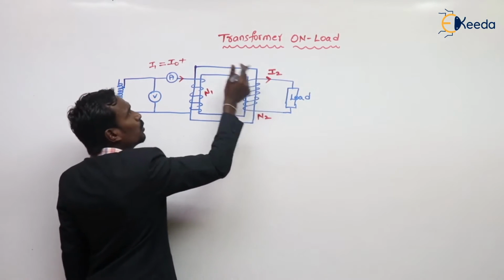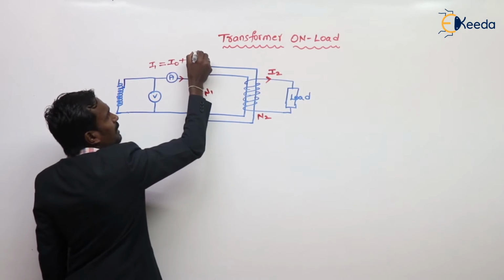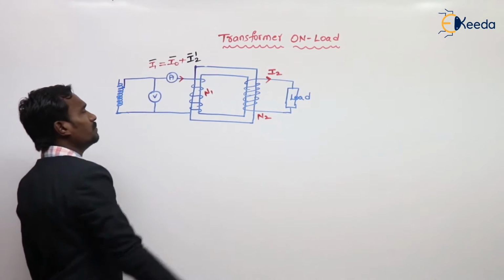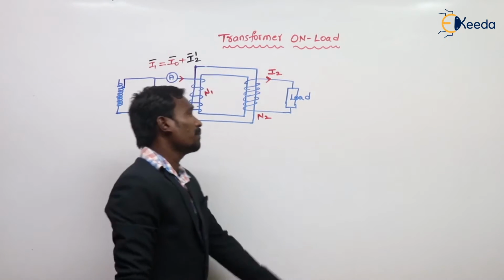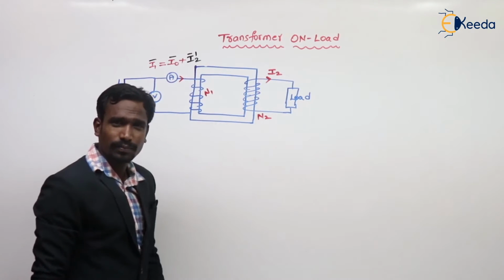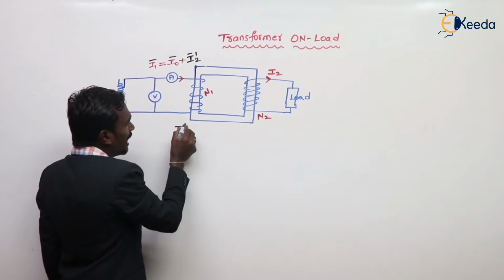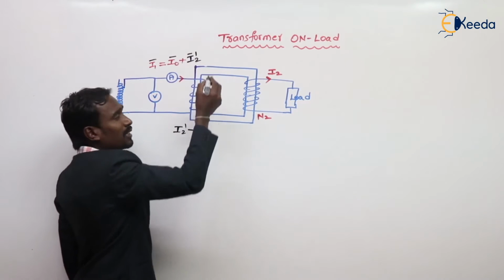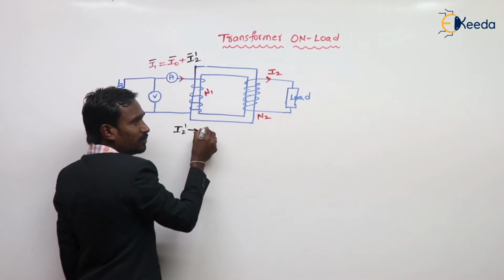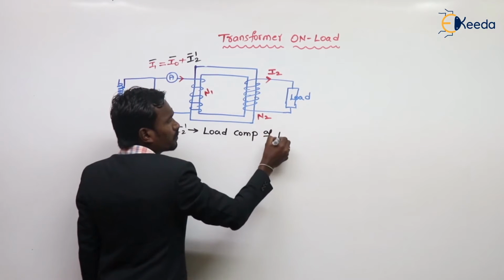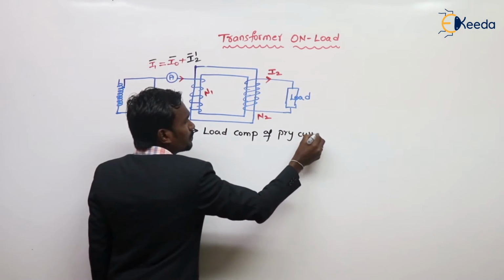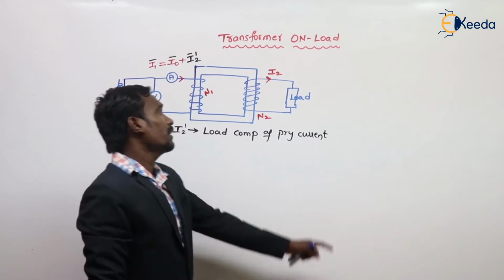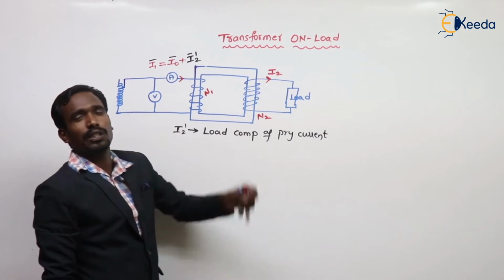Due to this I2, some current flows in the primary. That current is taken as I2 dash. The sum of this I2 dash and I0 is taken as I1. Here, I2 dash is actually due to the load coming in the primary. That's why I2 dash is called the load component of the primary current. If the load is 0, the load component is also 0.